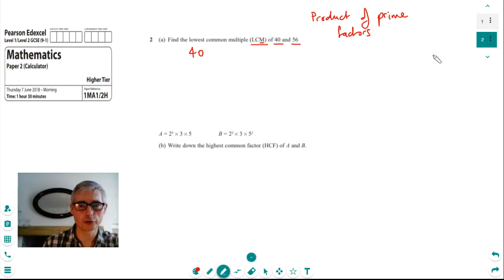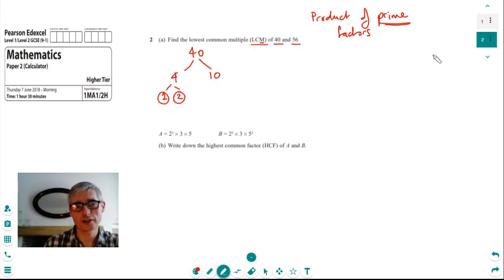So we write the 40, and we look for factors of 40. We can say 40 could be written as 4 times 10. So that's a factor pair of 40. We then break it down further. We can say 4 is actually 2 times 2. And because we've reached a prime number, we come to an end and we circle that. So we circle the 2 and the other 2.